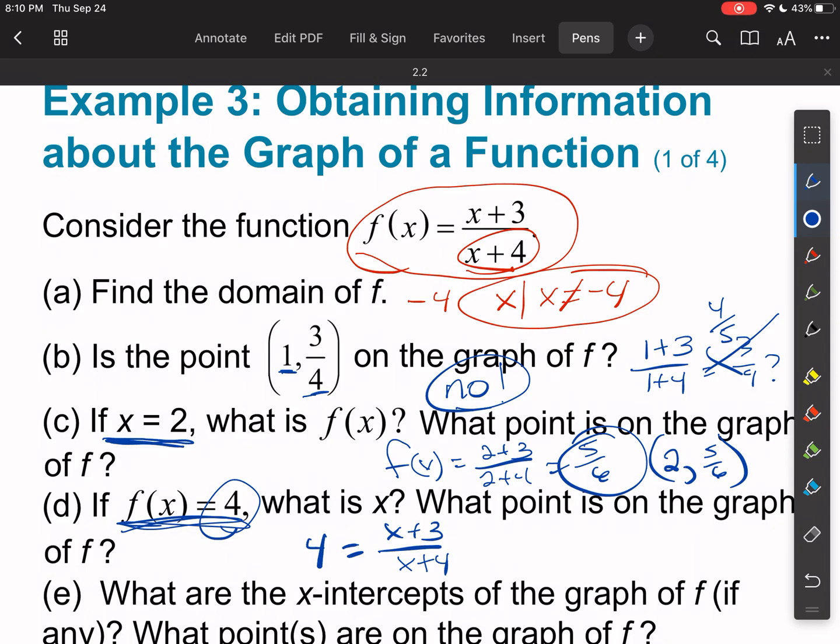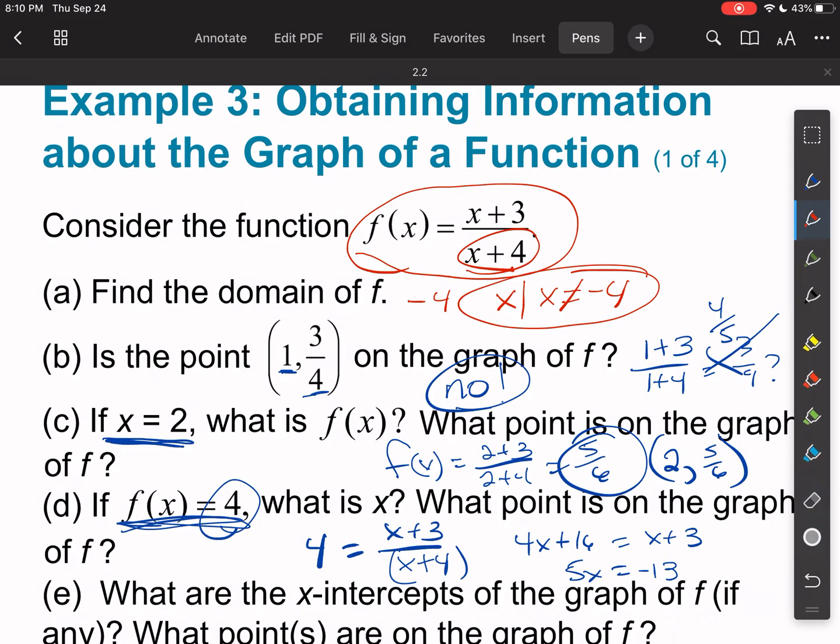Okay, to solve this, I'm going to multiply both sides by x plus 4. Right, so I have 4x plus 16 equal to x plus 3. Then I'm going to move all my x's to one side, so I have 3x is equal to, I'm going to subtract 16 from both sides, and I get -13, I believe. Okay, then divide both sides by 5, I get x is equal to -13/5.